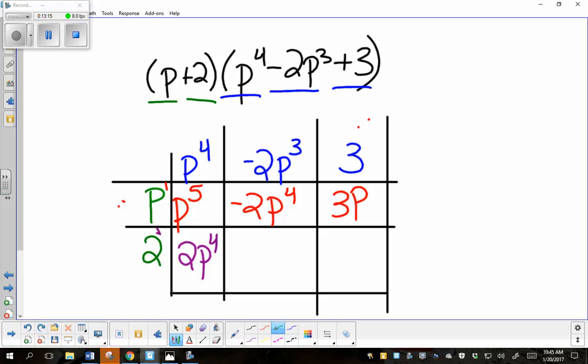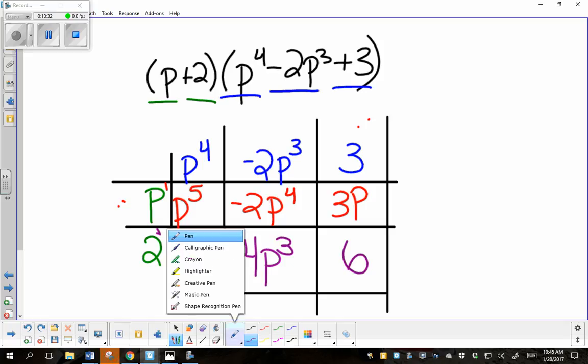All right, and then in this next one, I'm multiplying negative 2p to the 3 times positive 2. So negative 2 times 2 is negative 4, and then we have that p to the 3 hanging out. And then in my last box, I have 2 times 3, and that is 6.